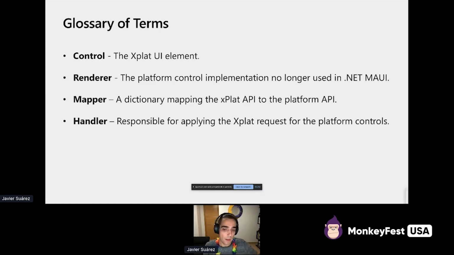what the requests are is the mapper. The mapper will be a dictionary, in fact, a simple dictionary of functions that will map between the cross-platform API and the platform API, the native controls, and will be managing the requests of the property changes to be able to notify the handlers, and the handler will be who will manage and enable the cross-platform requests.